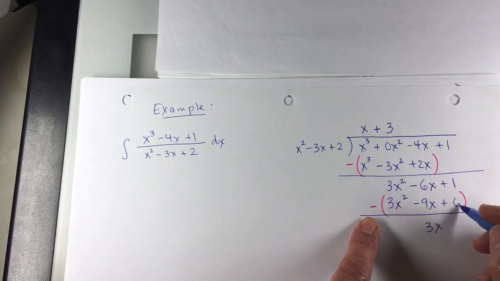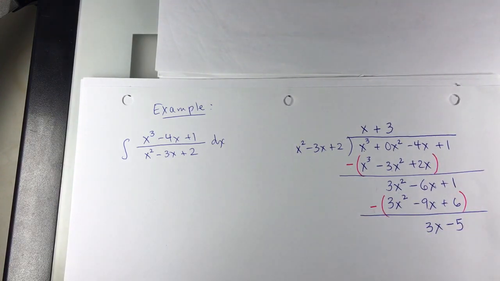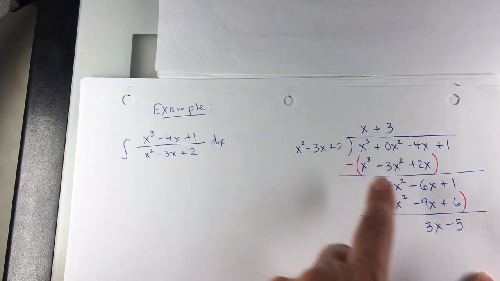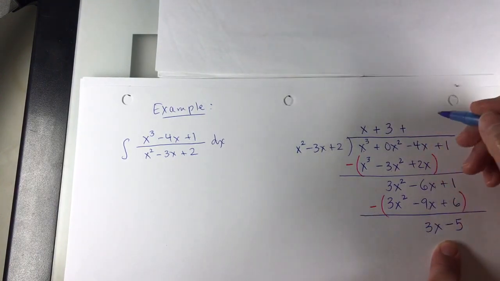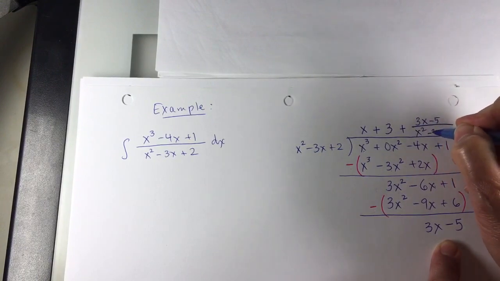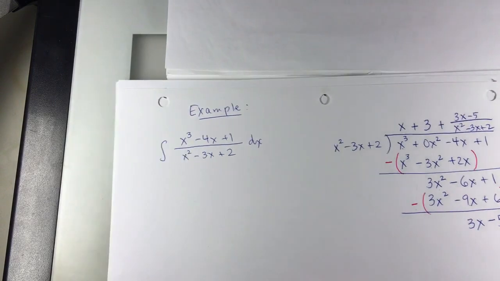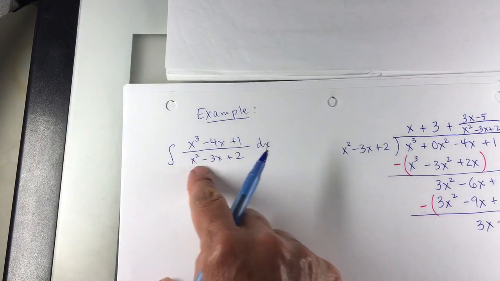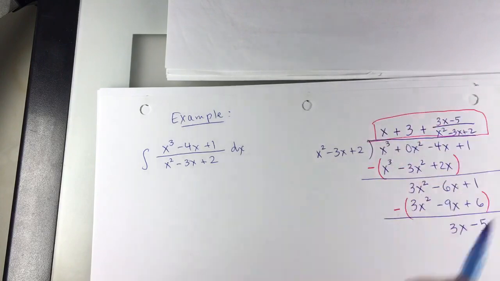1 minus 6, minus 5. Now, the degree of 3x minus 5 is 1. It is smaller than the degree of the divisor, so this is your remainder. What you do with the remainder is do plus the remainder over the divisor. So what we found out is that this division, here's the quotient. It equals all of that.